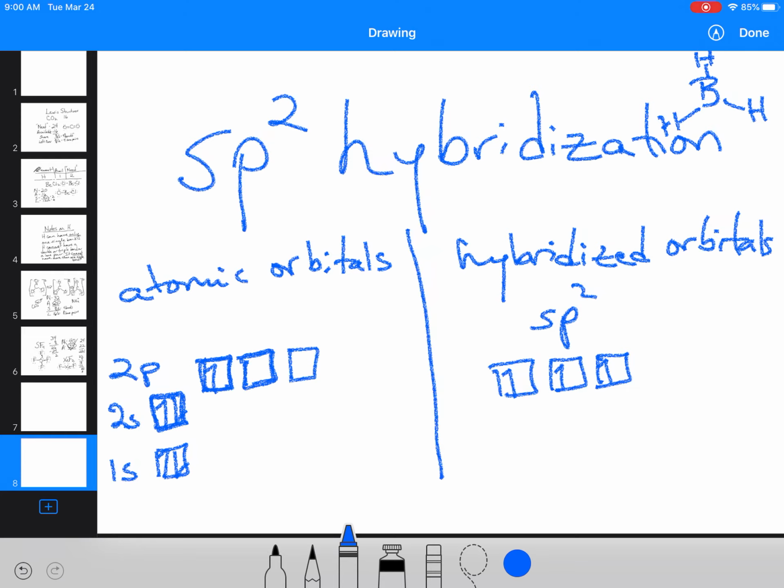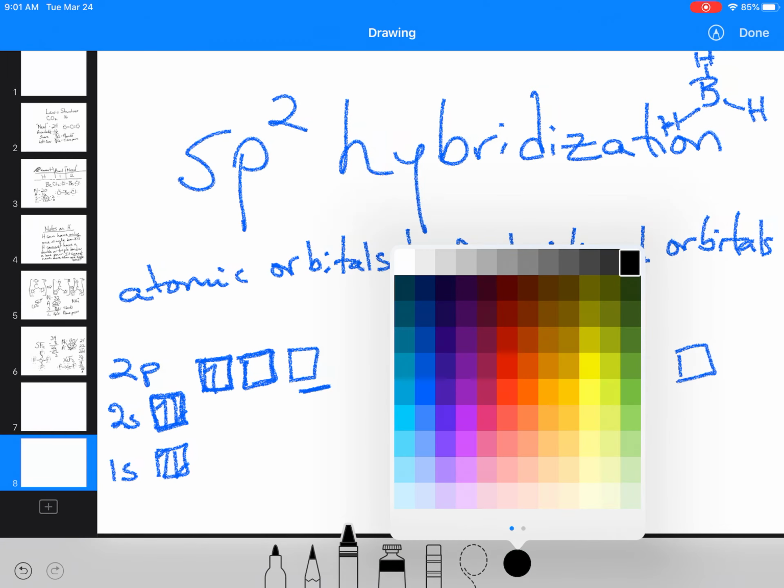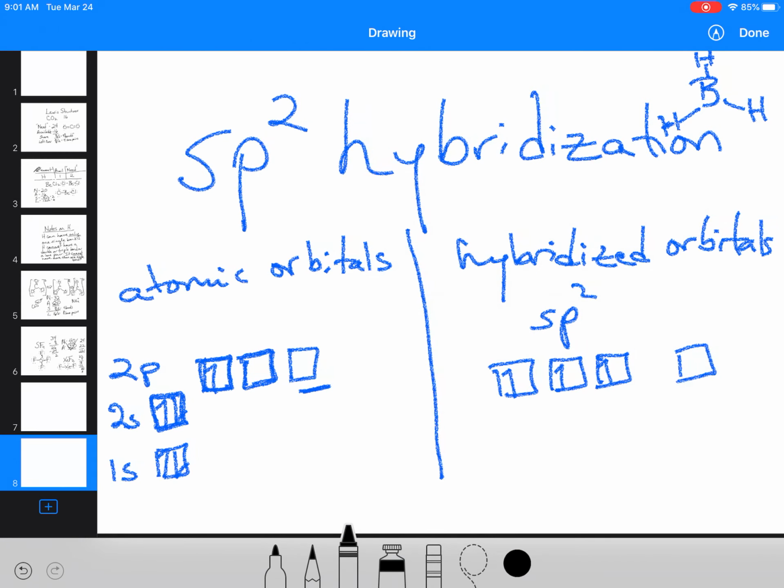Okay, what about this guy over here? He's sitting over here empty. He's not being used. What about the electrons coming from each hydrogen? They're going to go into these bonding hybridized orbitals. These are bonding orbitals now, whereas they were atomic orbitals over here. And we can get a hydrogen there, and a hydrogen there.